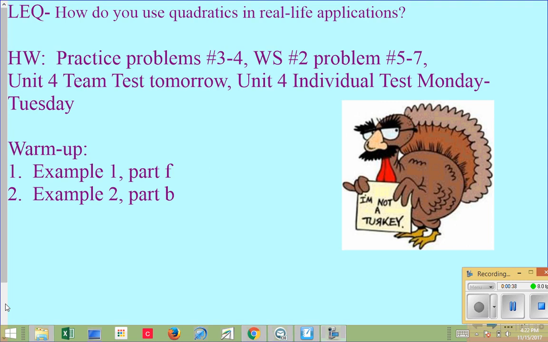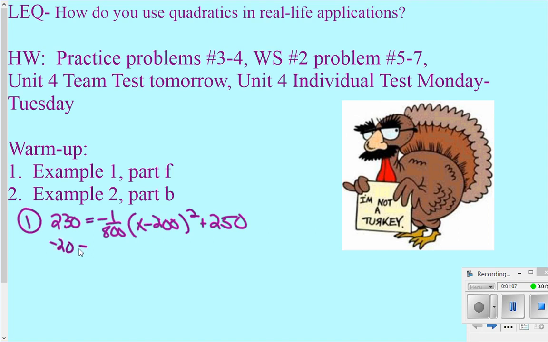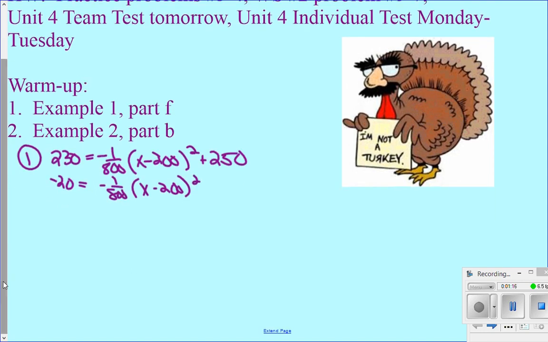We had talked about the first step would be to substitute 230 in for y, because 230 is the height of the wall. So that means it's y or h. So 230 is equal to our equation that we had already come up with. So I'm just copying that equation and setting it equal to 230. So then I'm going to subtract 250, which gives me negative 20.